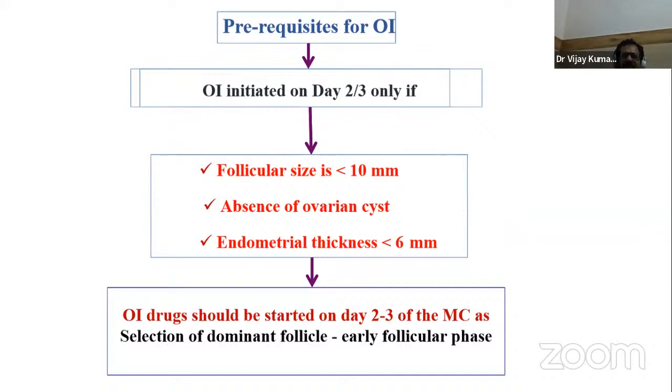So ovulation induction usually is started, as I told, from day 2 or day 3, and it depends on the follicular size. It should be less than 10 mm. And most important is you have to do the scanning in order to rule out a cyst, because if an ovarian cyst is there before you start the ovulation induction, then the chances of abandoning the induction and the failure rate will be high in such cases. Again, you have to check for the endometrial thickness, because if the endometrial thickness is poor, you can add some agents in order to improve the endometrial thickness.